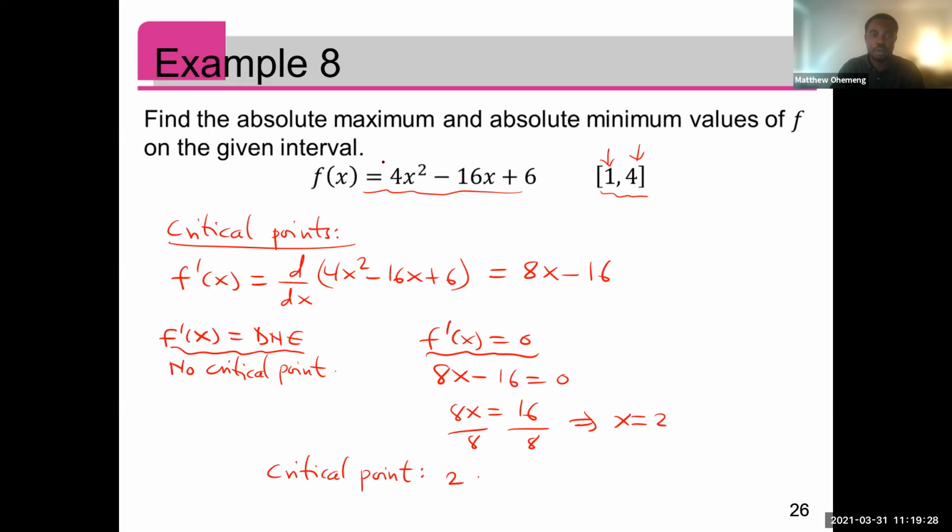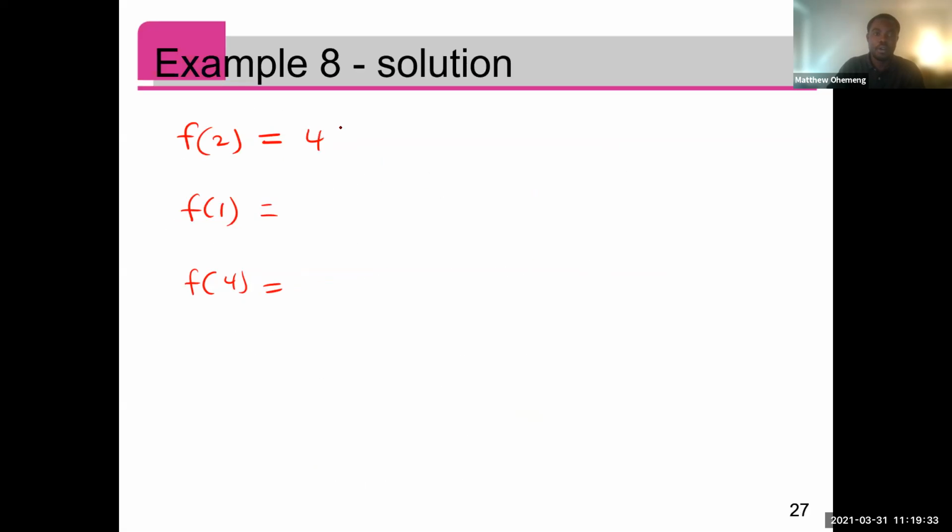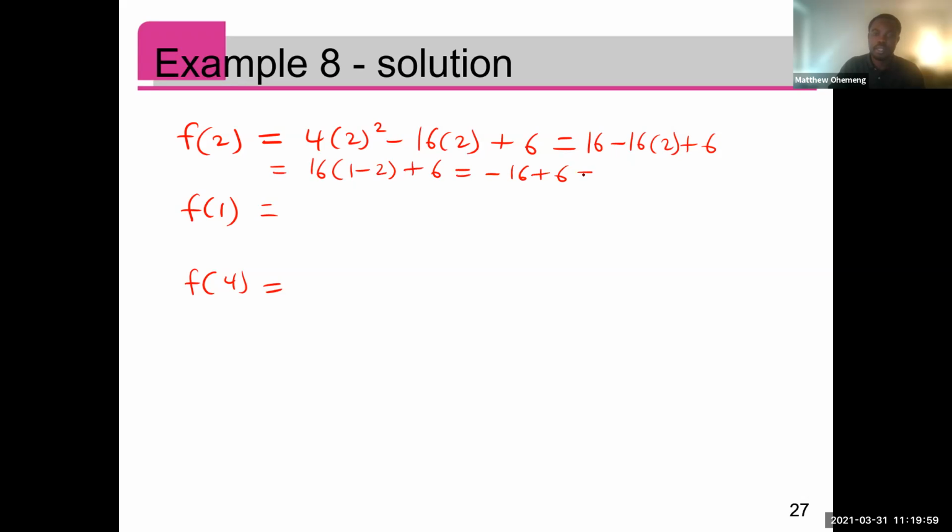What is f of 2? The f of x is 4x squared minus 16x plus 6. So we just do this computation. 4 times 2 squared is 16, and then 16 minus 16 times 2 plus 6. Let me do a little quick manipulation here. I can factor out 16. I have 1 minus 2 plus 6, and that's going to give me negative 16 plus 6, which is negative 10. Right, so this is one value.